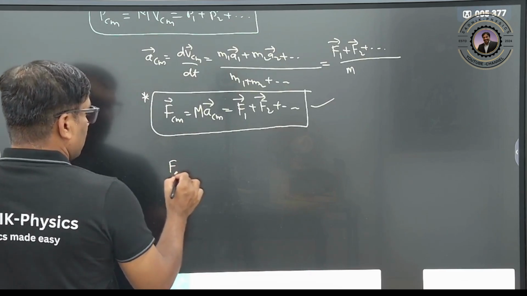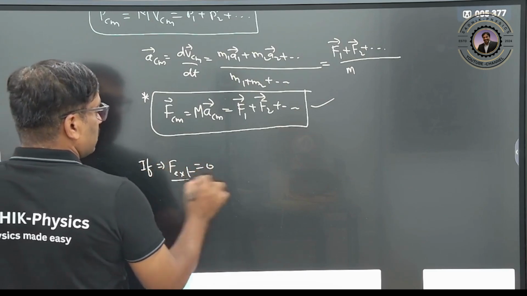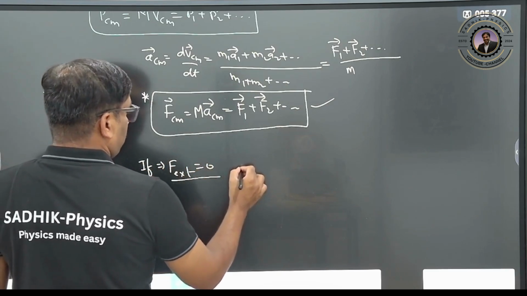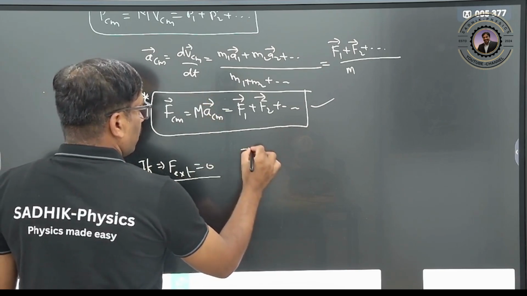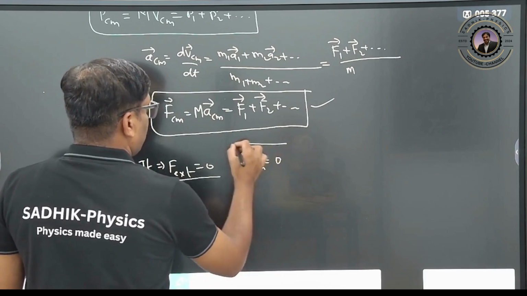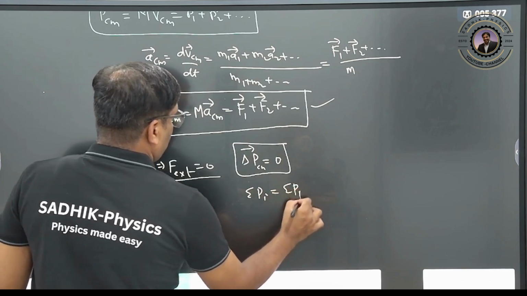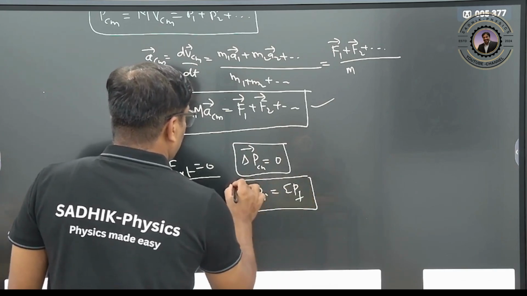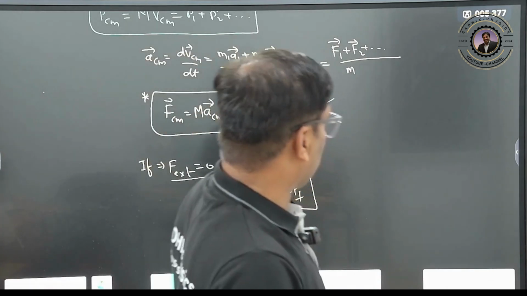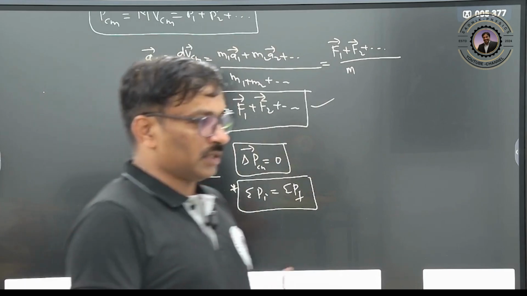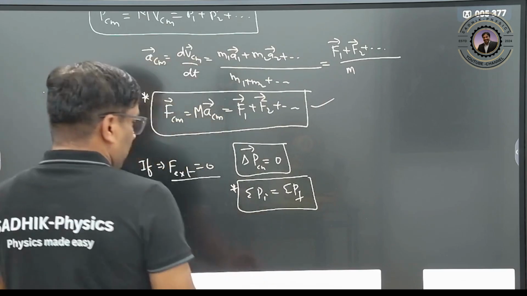if the external force acting on the system is 0, then the change in momentum of the center of mass will also be equal to 0. That means total initial momentum will be equal to total final momentum. This leads to the law of conservation of linear momentum. Now clear? Similarly, if any object is moving, we can use our equations of motion.